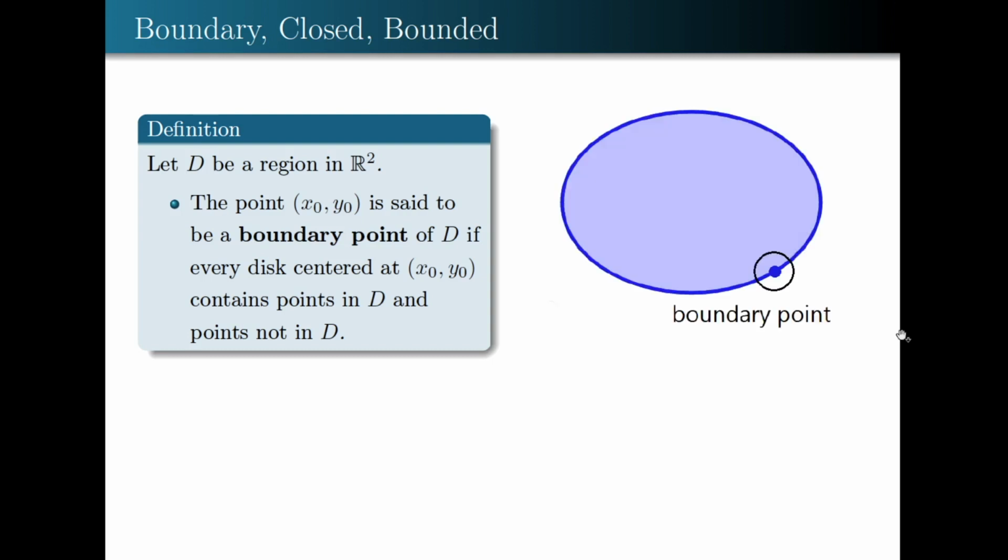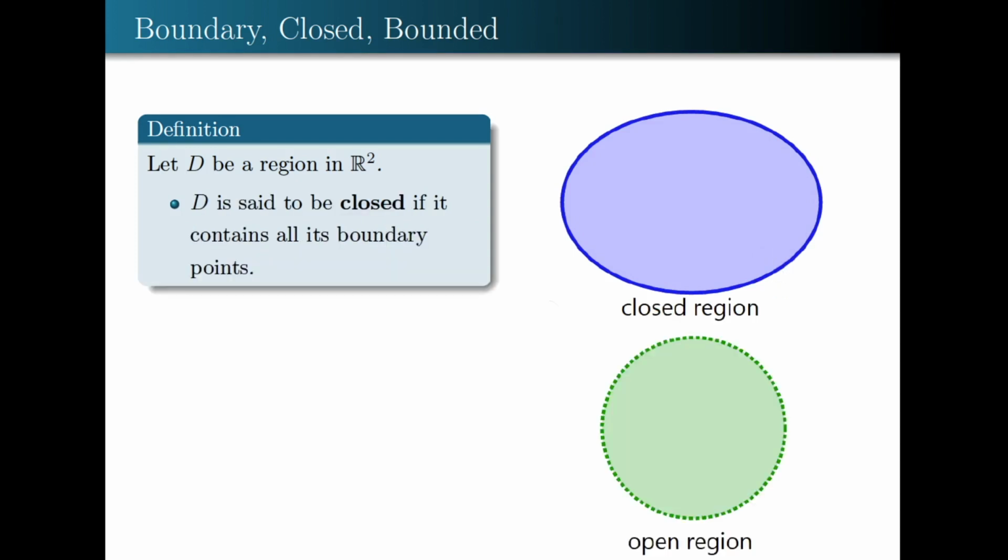For example, this point lies on the boundary of the region D and is called the boundary point of D because if you draw a circle centered at this point, you include points that are in the region D and points that are not in the region D. A region is said to be closed if it contains all its boundary points. For example, this region contains all the points in its boundary, so it's called a closed region. However, in this region, the boundary points are denoted by dashes, which means that they are not included in the region. Hence, this region is called an open region.